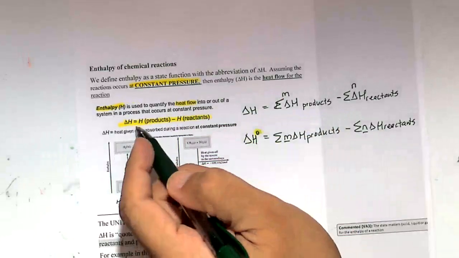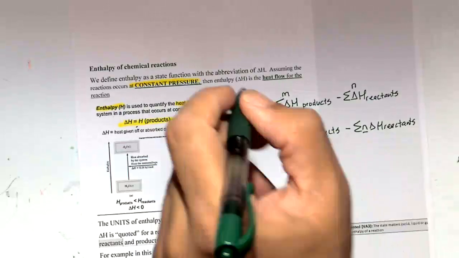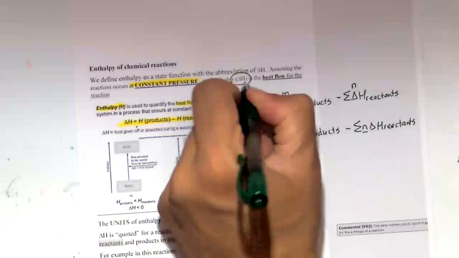Products minus reactants. Change in enthalpy. We don't measure just H, that's pointless. We measure the change. Is the heat going this way more, or is the heat going that way more?